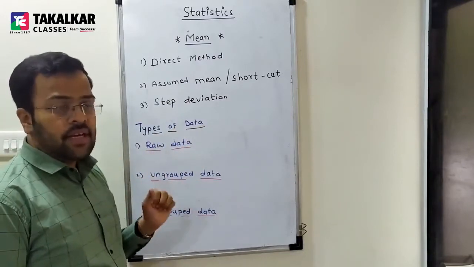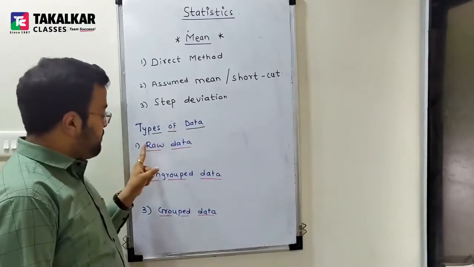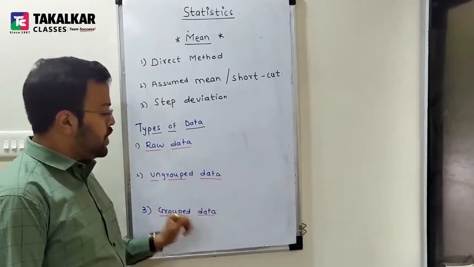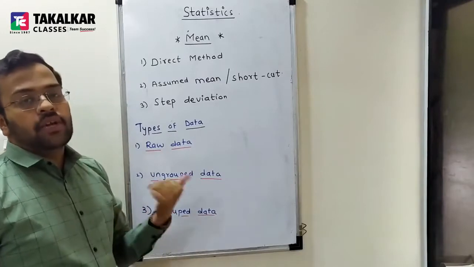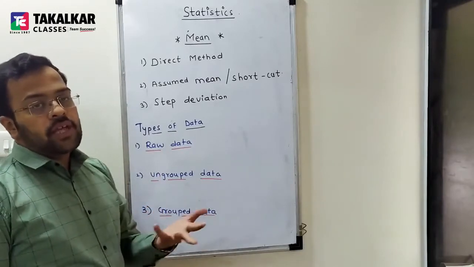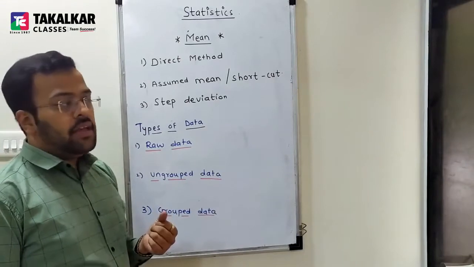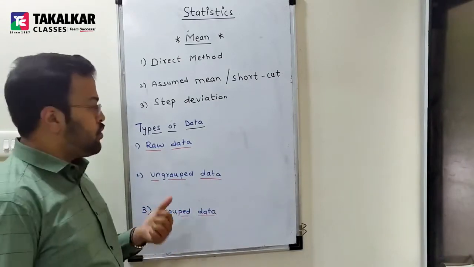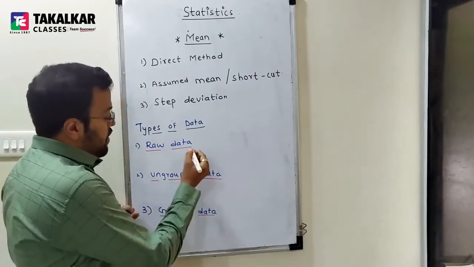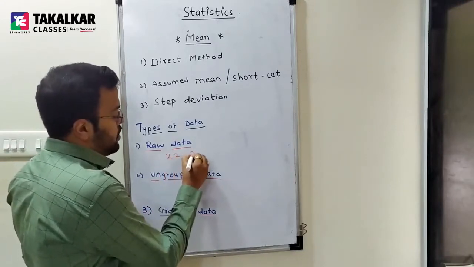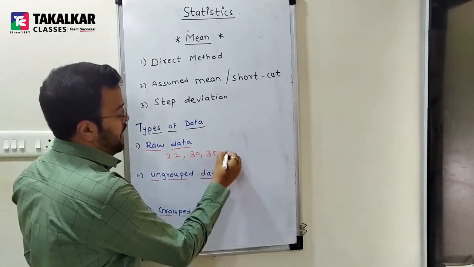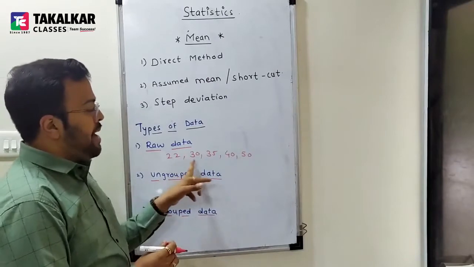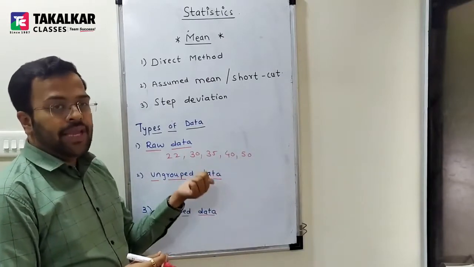This is very basic. Now there are three types of data. One is raw data, second one is ungrouped data, third one is group data. Now what is raw data? Suppose there were 5 students in the class and a teacher conducted test of maths. The test out of 50 marks. Suppose 5 students scored 22, 30, 35, 40 and 50 respectively. So these are marks of student. I have to calculate mean of this.